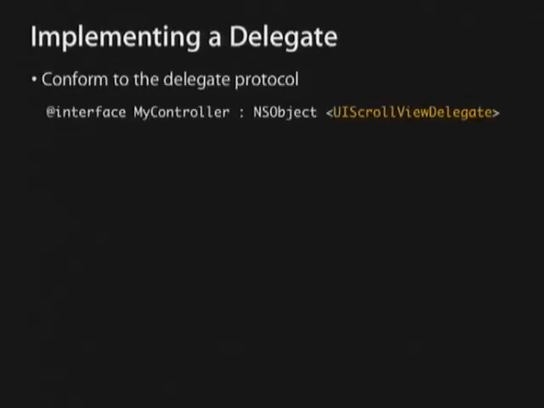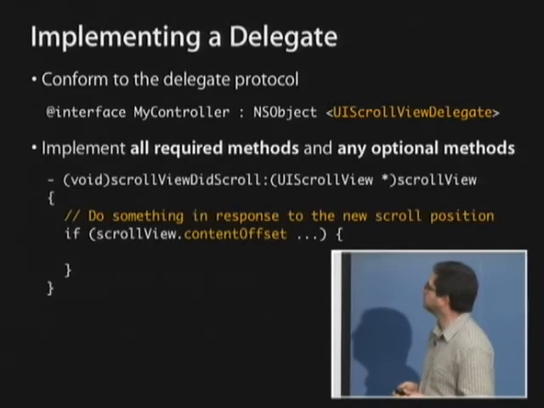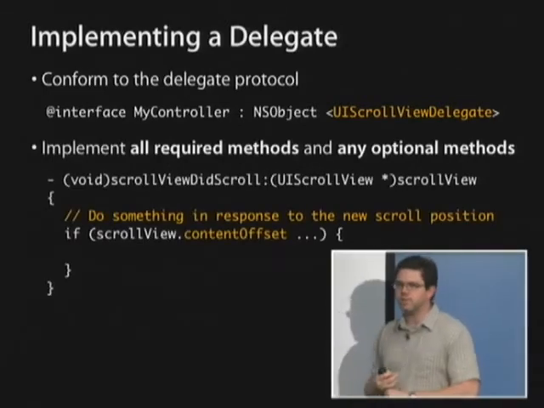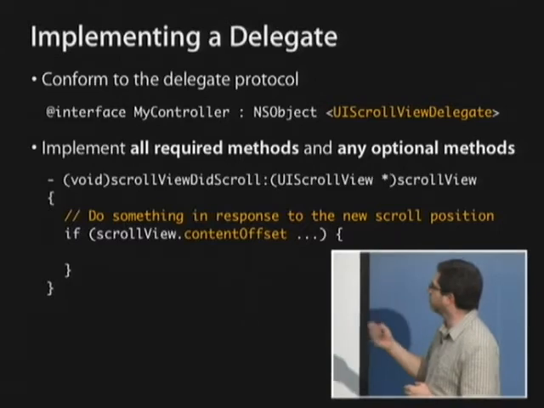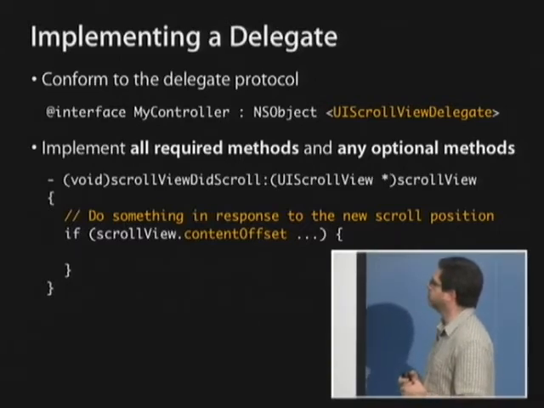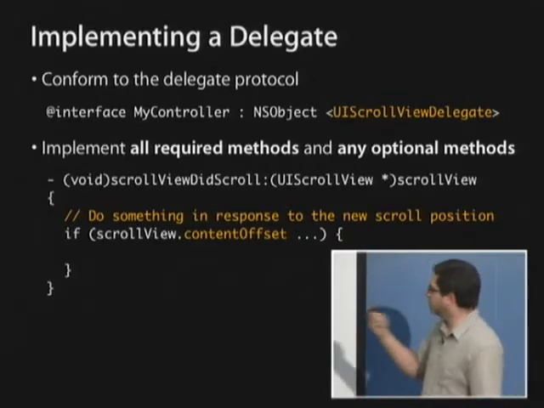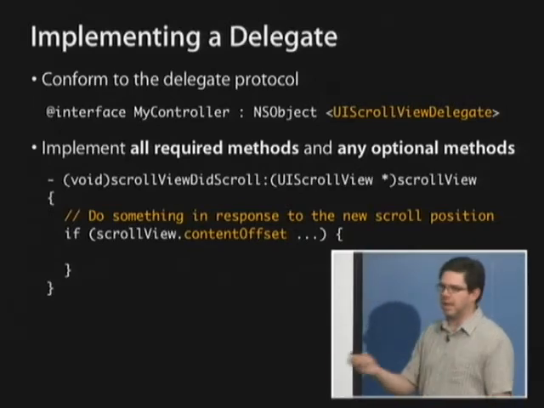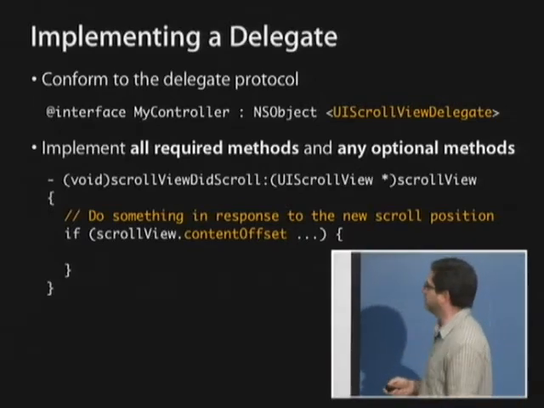So to implement a delegate, you just need to conform to the protocol. That's the syntax for doing that. You have to implement all the required methods and whichever optional methods you like. So in this case, we've added the optional method scroll view did scroll, and we can do whatever we'd like at that point. Check the content offset and, for example, add in a subview or take out a view that's not visible anymore.